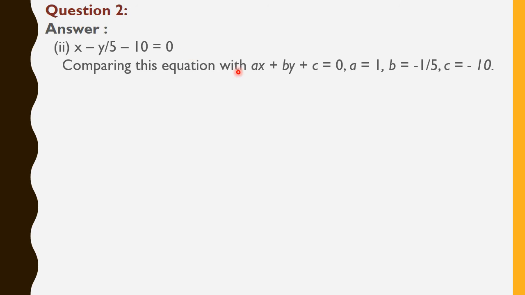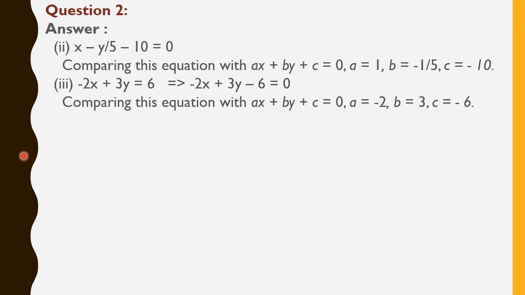Let's compare this equation with ax plus by plus c is equal to 0. So we'll get the value of a as 1 because there is nothing else with x, that means 1 into x. b will be equal to minus 1 by 5 because this term is minus y by 5. If we extract y from here, we will get minus 1 by 5. So b is minus 1 by 5 and the constant will be minus 10, the constant value along with its sign.